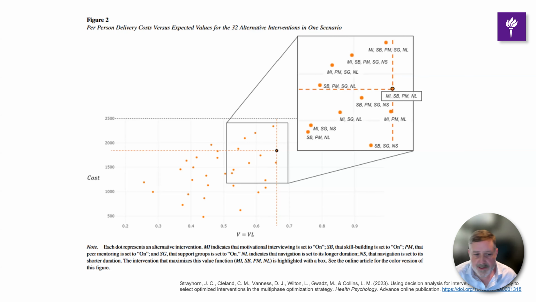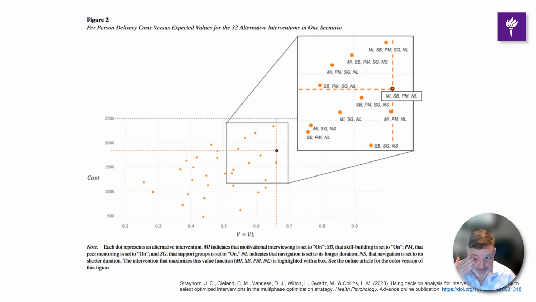So if we were only concerned with viral load and wanted to look at the intervention combination of components that achieved the best improvement in viral load, the largest reduction in expected terms, it was the combination of motivational interviewing, the skill building, the peer mentoring, and the longer version of navigation. That achieved the highest overall reduction in viral load. And it did so at a relatively high, but not the highest cost.